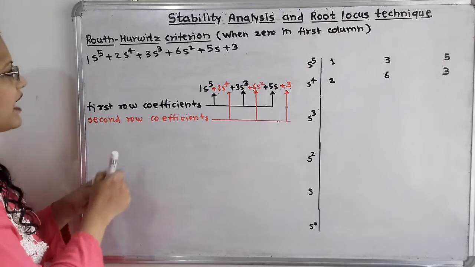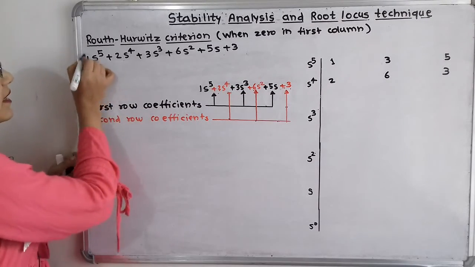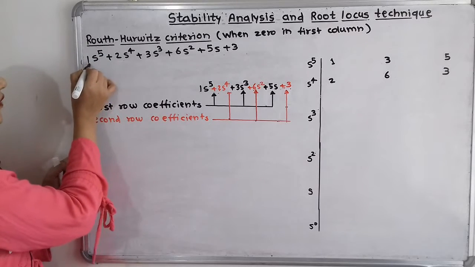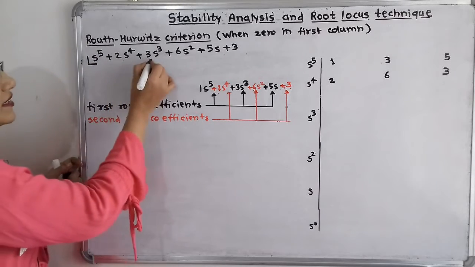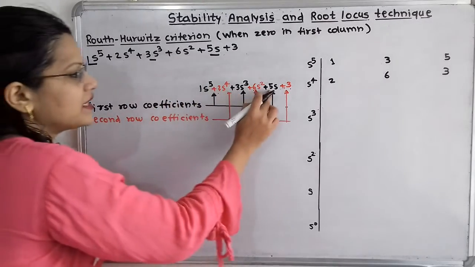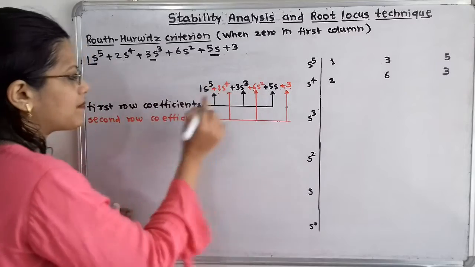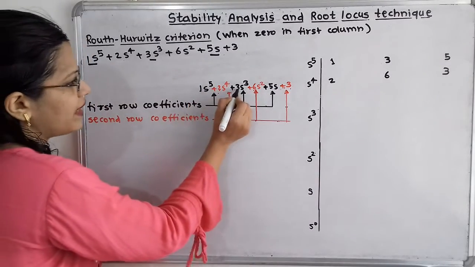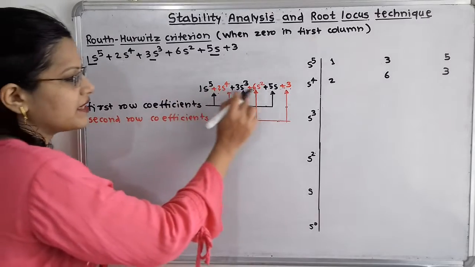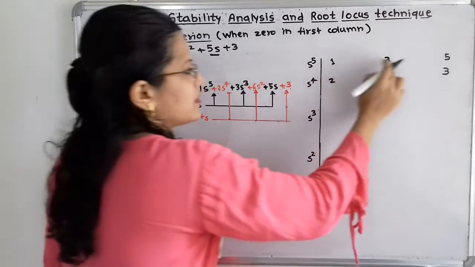For that we select the first number, which is the coefficient of s raised to 5. Then we take alternate ones, that is 3s cube, then 5s. I have written here with the black marker 1s raised to 5, 3s cube plus 5s. So these are the coefficients 1, 3, 5, and we will plot here 1, 3, 5.